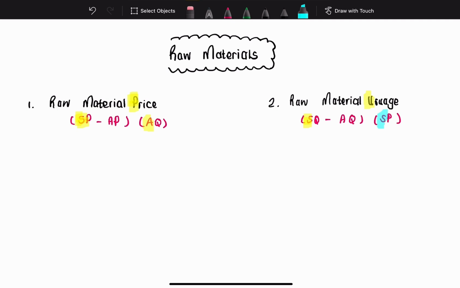Another way to remember it: we're starting with our standard, and then we say minus our actual, and these two are about what comes first and what comes after. Going back again to raw material price variance, if we're talking about mainly price, what is dominant in this? What are we trying to find? Our price variance. So our price is important, and that's in our bracket.